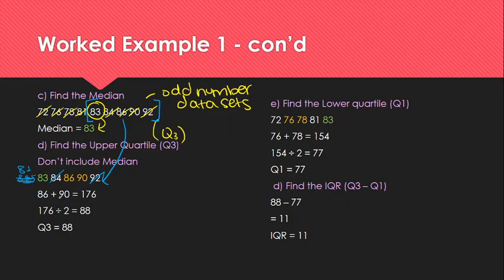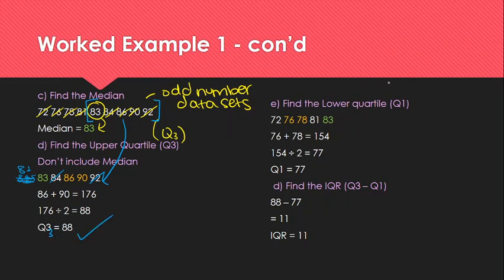And if you get 2, that's fine. You do the same process as if you're finding the median. So it's 86 plus 90, which I've highlighted in yellow, which equals 176. 176 divided by 2 is 88. And you just write Q3 equals 88. I've just changed the subscript. Okay, so that's the upper quartile.